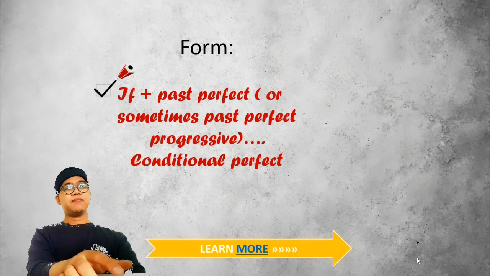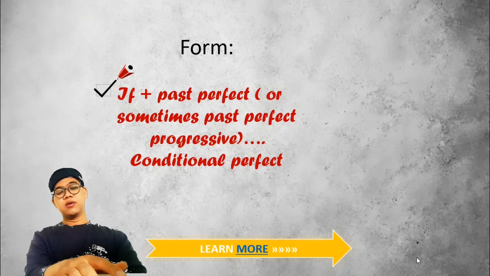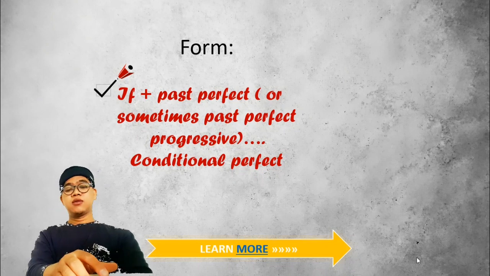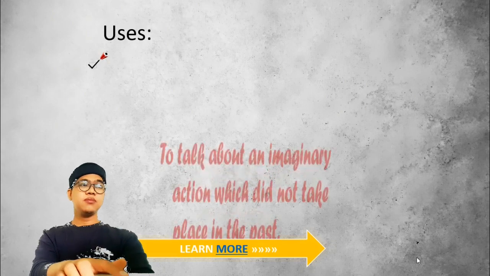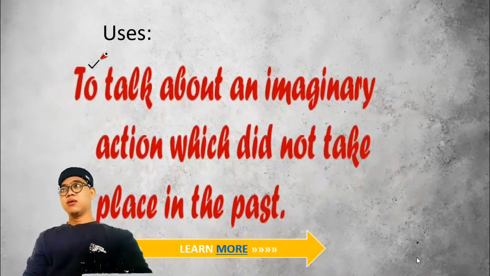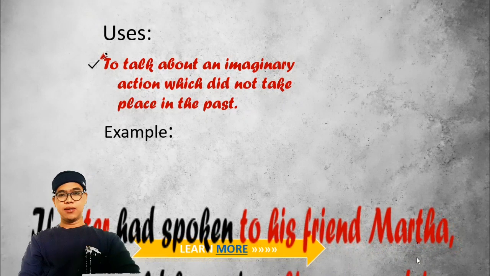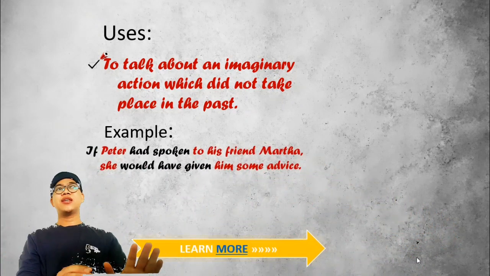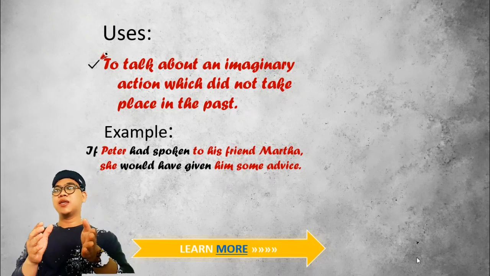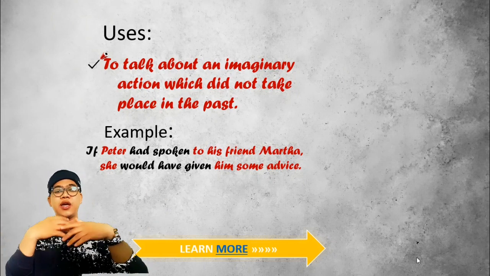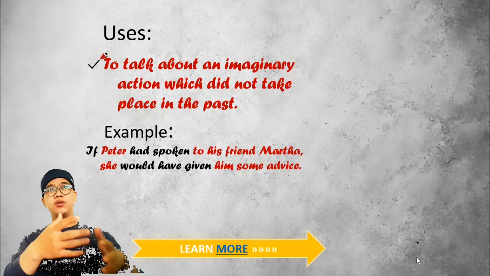Okay, the form is if plus past perfect, sometimes past perfect progressive. So if you find the progressive one in the form of the past perfect, that is also the third conditional sentences. The third conditional is used to talk about an imaginary action which did not take place in the past. So this third conditional expresses regret. You regret something that you didn't do in the past.